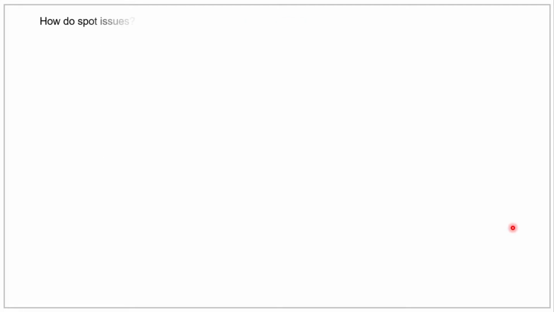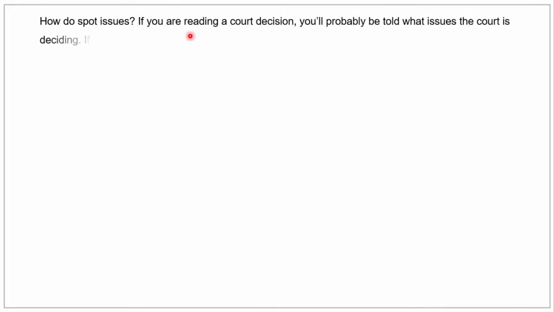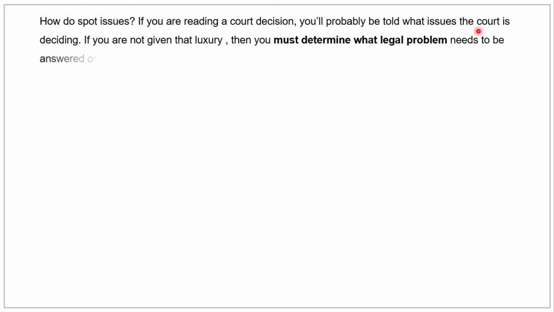Let's now see how we spot issues. If you are reading a court decision, you will probably be told what issues the court is deciding. If you are not given the luxury, then you must determine what legal problem needs to be answered or solved. Let's look at an example.